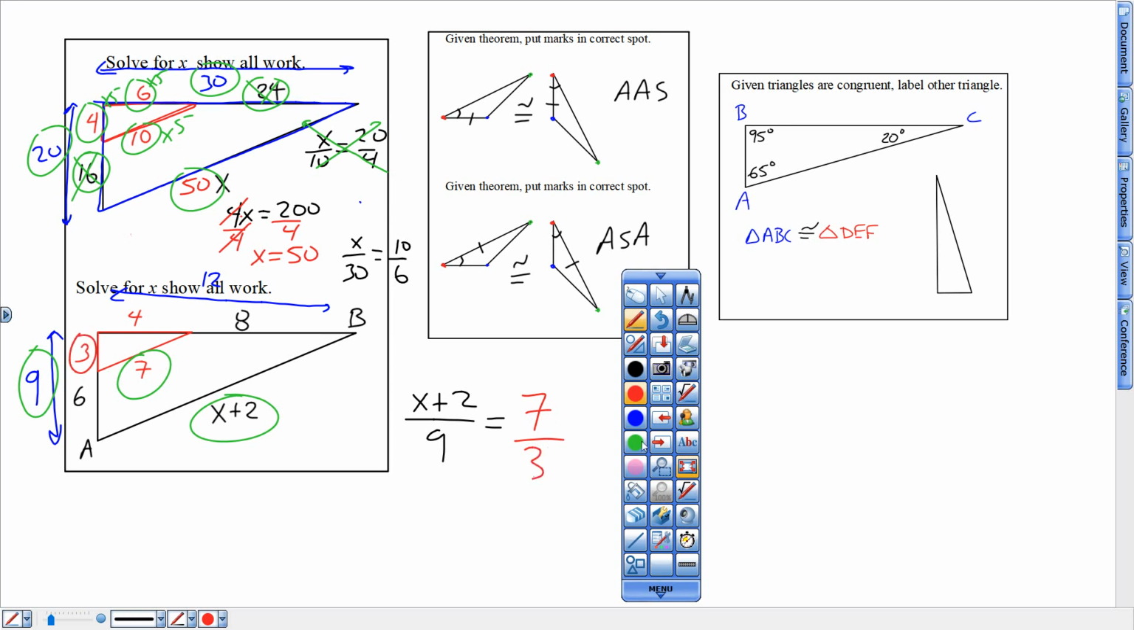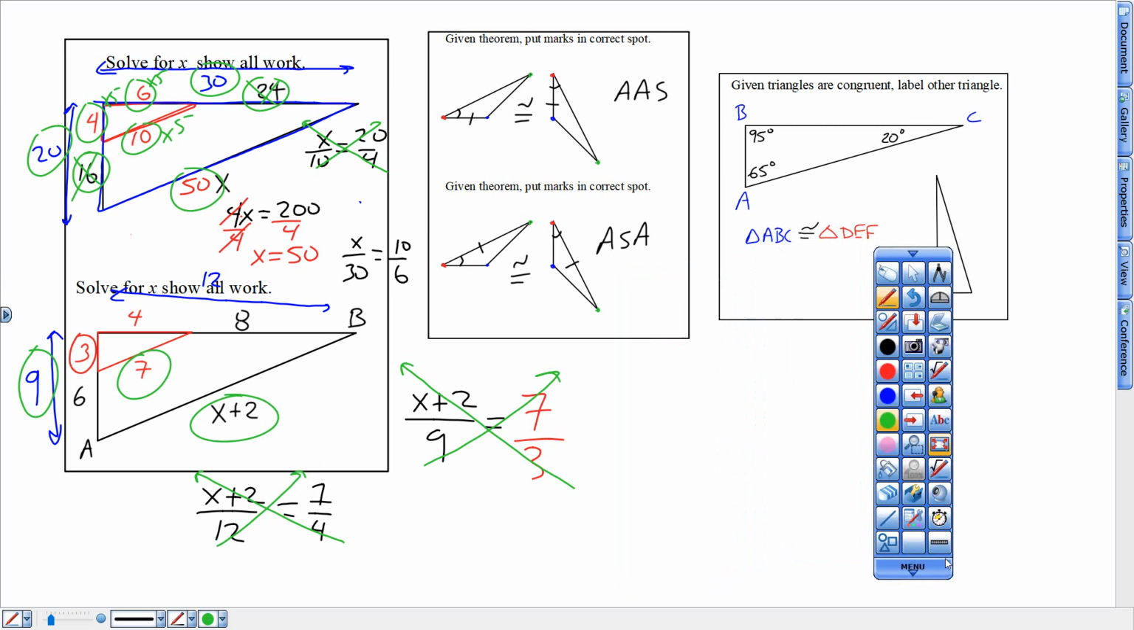When you're distributing this one though, or crisscrossing, careful. That 3, the way I'm setting this one up, I'm going to have to distribute. If you set it up another way, you are still going to have to distribute. Maybe you set that up as x over 2 over 12, as long as you did 7 over 4. That one you're distributing 4 times the x and the 2.